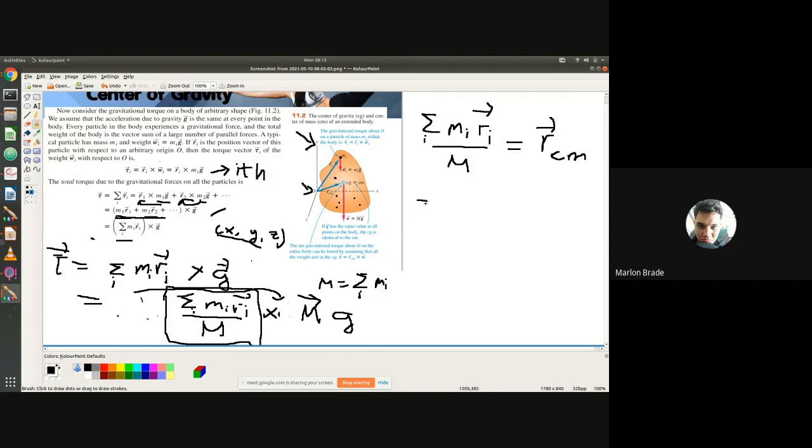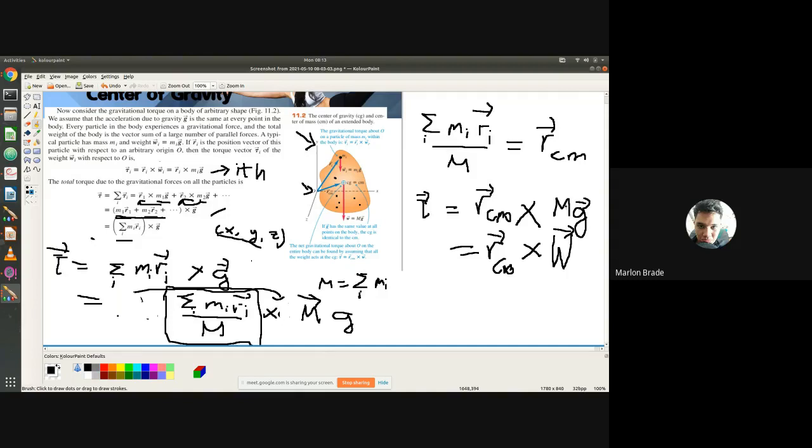So, which means that the torque is actually equal siya sa RCM, the cross product between the vector connecting the origin and the center of mass and the mg. Or this is just the RCM cross siya sa weight nga dako. So, this is the total weight of the object.